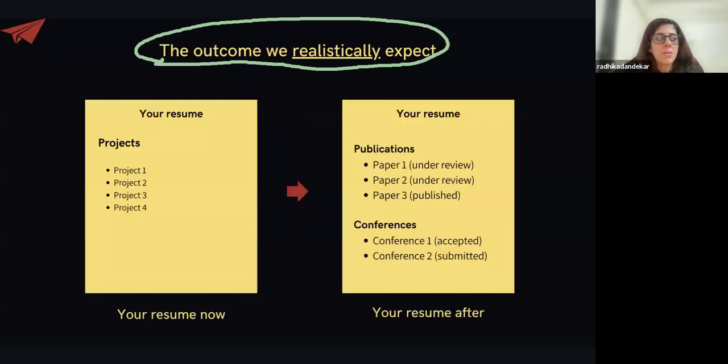So like I've been mentioning in this webinar, your resume on the left doesn't have much more value than the resume on the right. Okay, so a publication section is much more accepted and renowned than having 10 different projects.